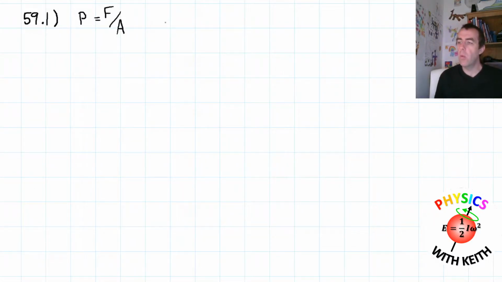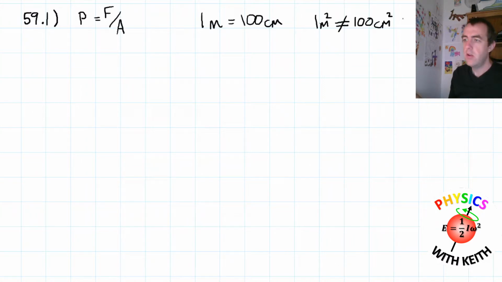Question 59.1 needs the equation pressure equals force divided by area, where force is in newtons and area is in square metres. Then the pressure will be in pascals. But you're going to have to be careful because part of the question involves converting square meters to square centimeters or the other way around. You've got to be a bit careful here, because whilst 1 metre is 100 centimetres, 1 square metre is not 100 square centimetres. And if you try to visualise this, it makes sense.